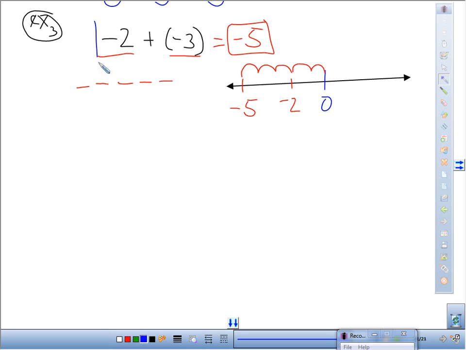The last one, absolute value of negative 2 is 2. Absolute value of negative 3 is 3. Are these two the same sign? So we add them, 5. And the sign that both of them have is a negative. Bam. Do another one. Example 4.